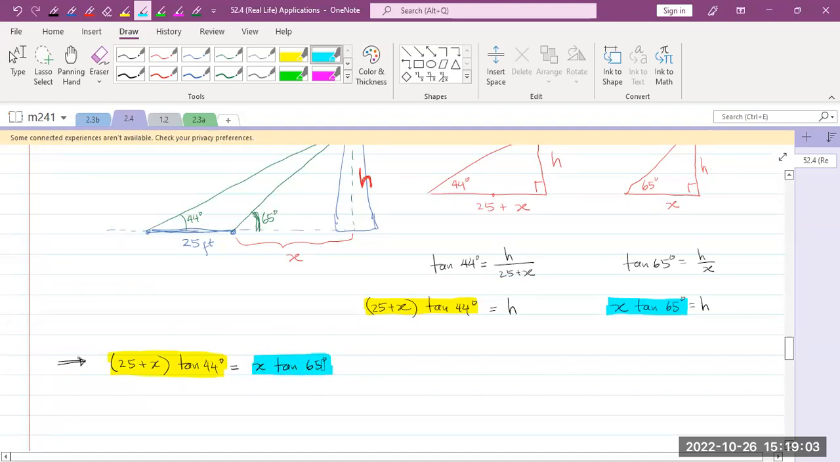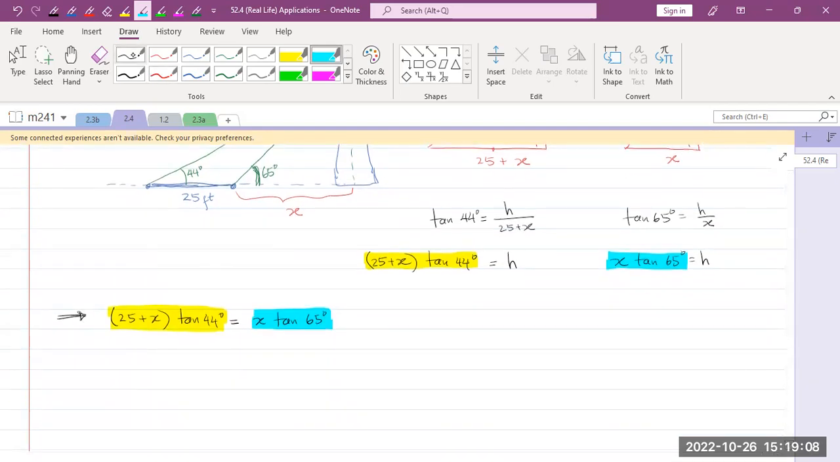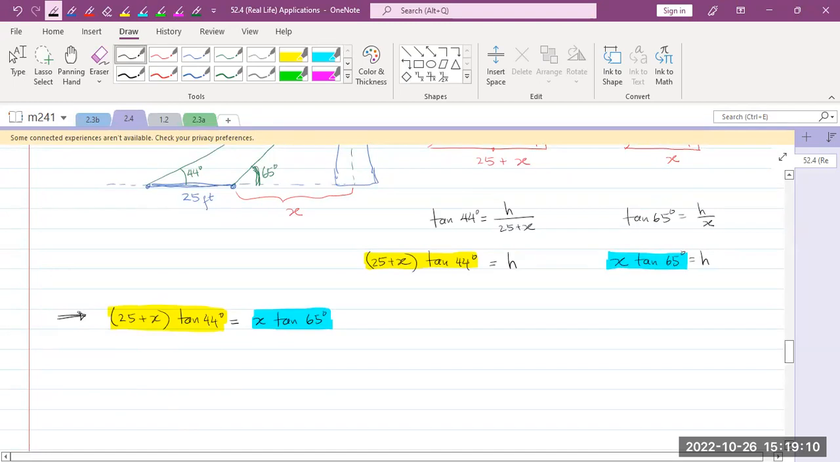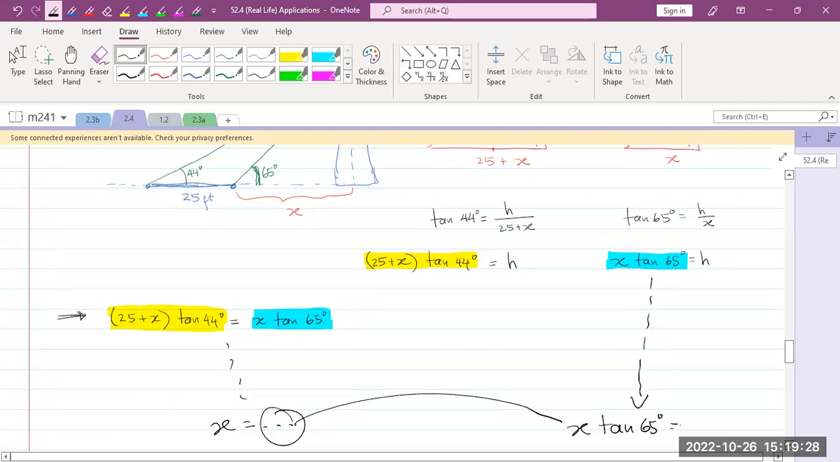Now we will solve for x here. We did this routine earlier, okay? I will do it again, don't worry. But you need to get used to solving these kinds of equations, okay? We'll solve for x here. And then to find the h, which is our main goal, I will plug this x into this x tangent 65 degrees. And then we find the h. Actually, you can put it in the other one too to find the height. But I think the one in blue is simpler.